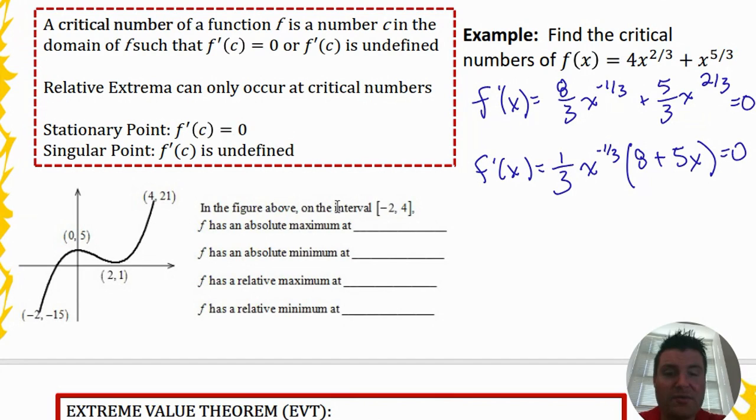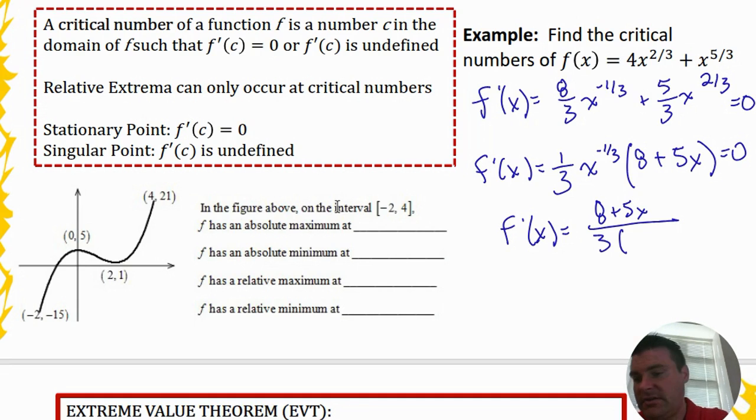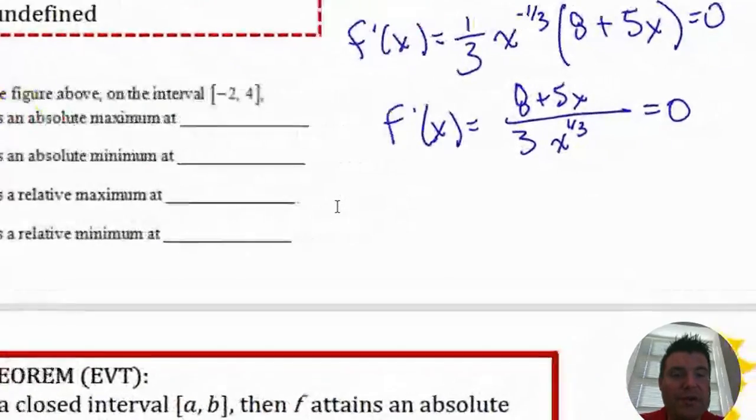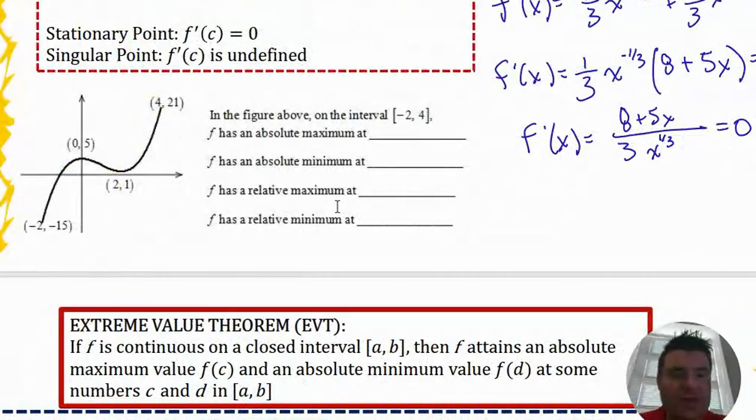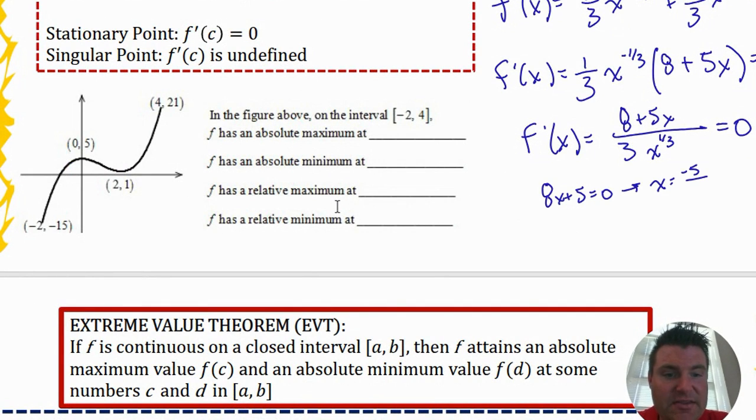So once we're here, I'm going to rewrite this derivative. It becomes a little bit more obvious how to find my critical point. I have my numerator, which is 8 plus 5x, and I have my denominator here, which is going to be x to the 1/3. We're going to set this equal to 0. If I just set the numerator equal to 0, I'm going to get 8 plus 5x is equal to 0, which means that I'm going to get x equals negative 8/5.